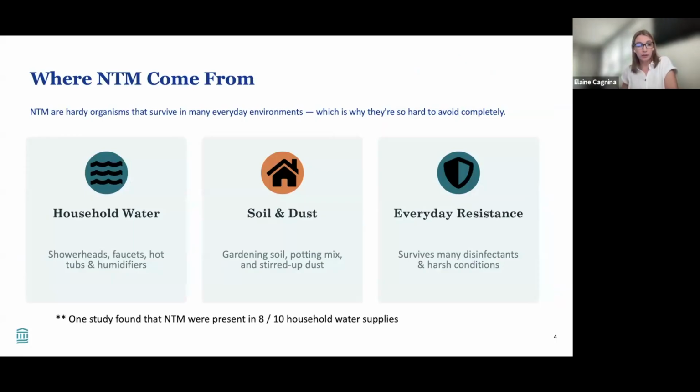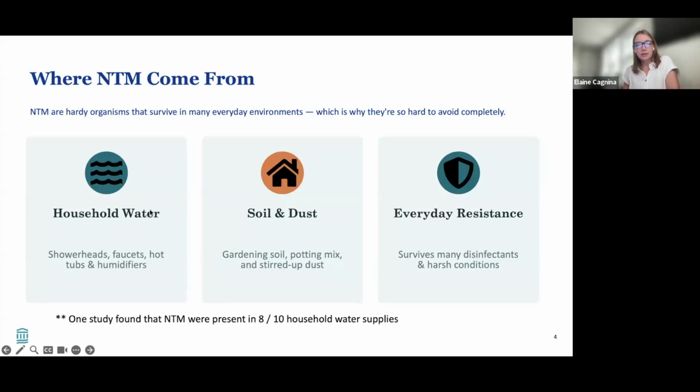They are found in household water, also hospital water. They're found in shower heads, faucets, hot tubs, humidifiers. That's why, if you come to clinic and tell us you're using a humidifier, we get a panicked look on our face. It's okay to use a humidifier, but you need to clean it every single day and dry it out every single day so that these NTM can't grow in it.